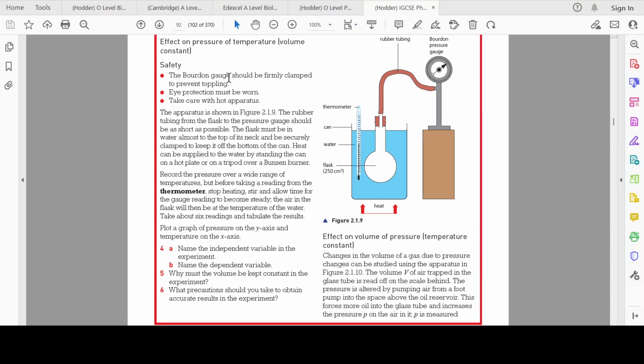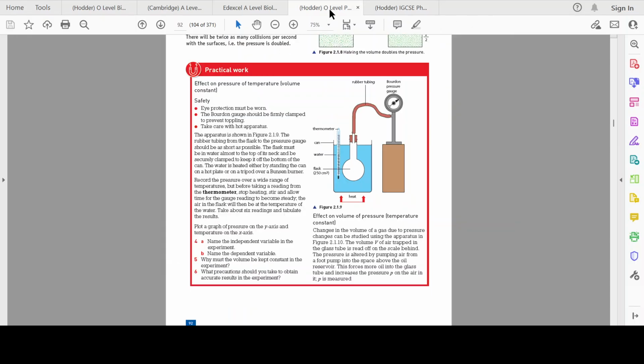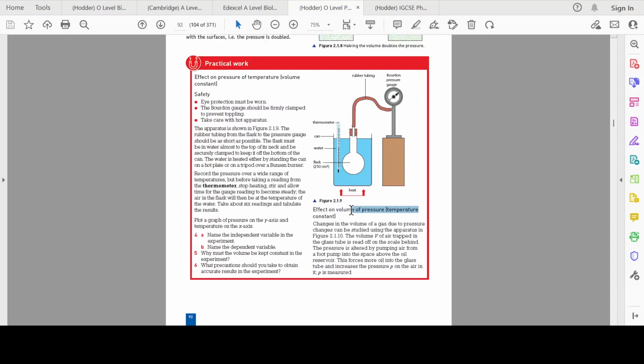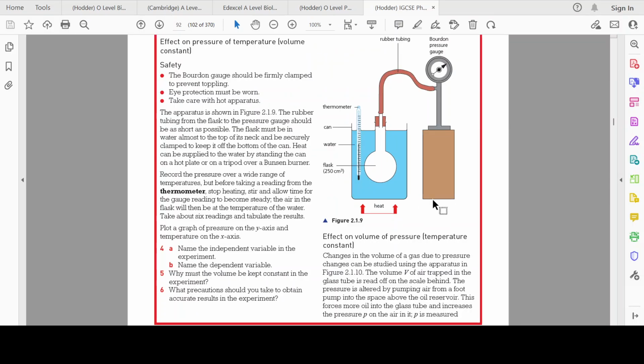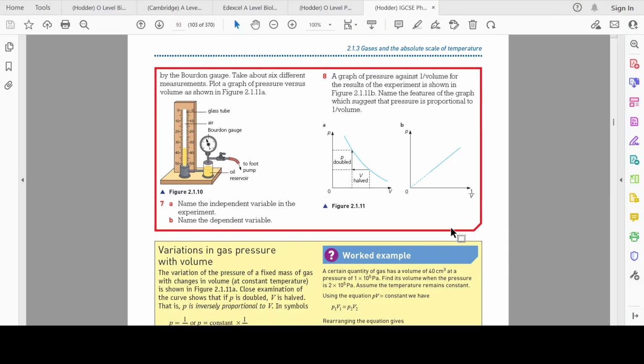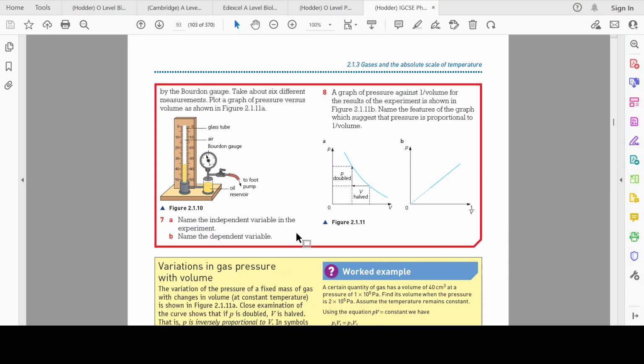So that was the setup for the effect of temperature on pressure while keeping the volume constant. Next up, you have the effect of volume on pressure while keeping the temperature constant. So you're increasing or decreasing the volume of the gas, and checking how that affects the pressure of the gas. The temperature is not changing. So the setup is different. The setup is given on the next page. We'll get to that.